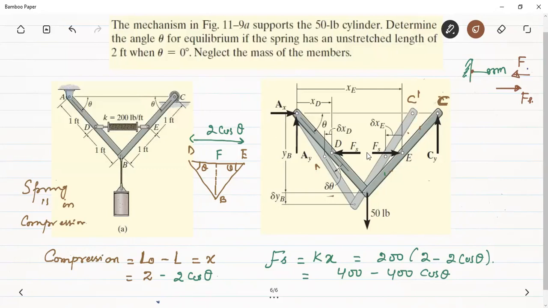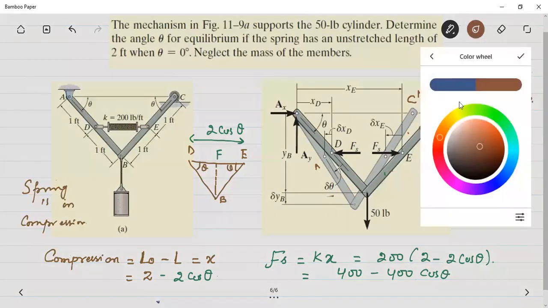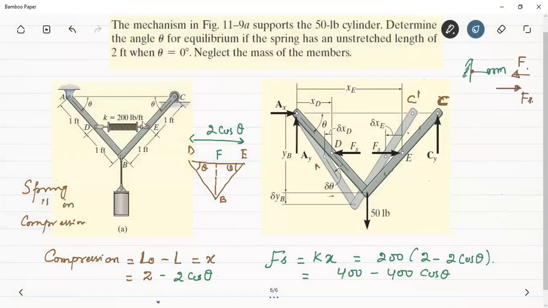Obviously, the spring force here at the point E will be shown towards the positive x-axis, and at the D it will be shown towards the negative x-axis, because the tendency of the spring is to get extended because it is in compression. Therefore, this will be the restoring force here, and this will be the restoring force here, so that the restoring force creates an extension of the spring because it is in compression.